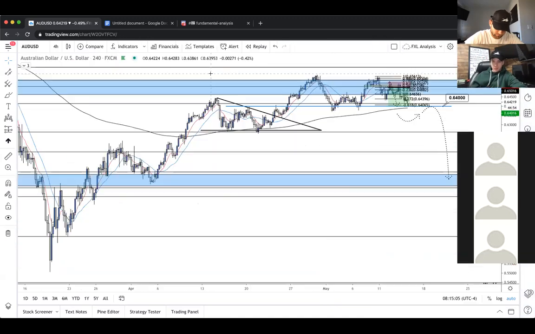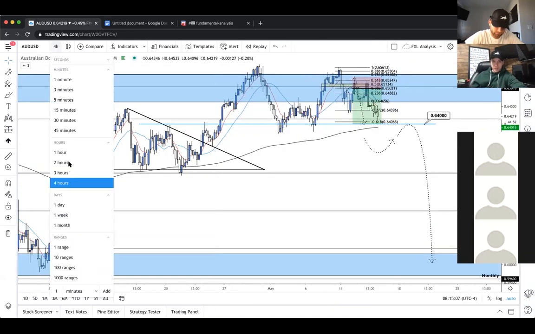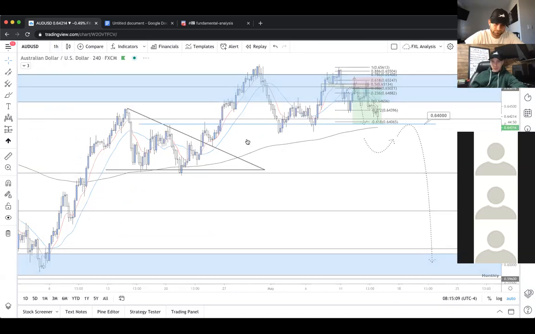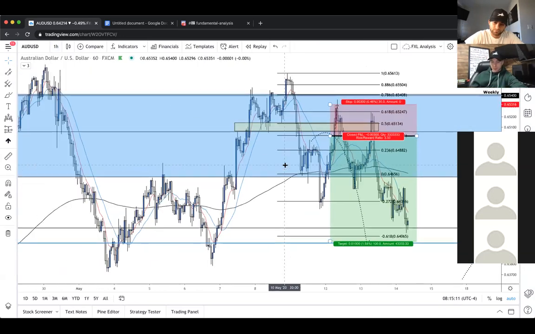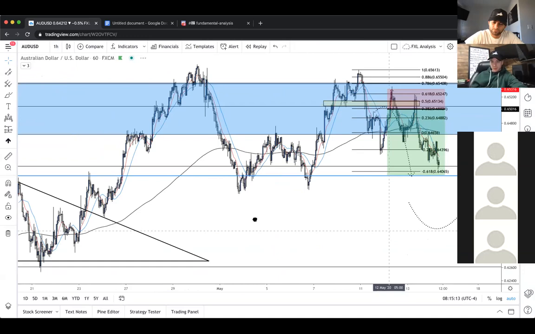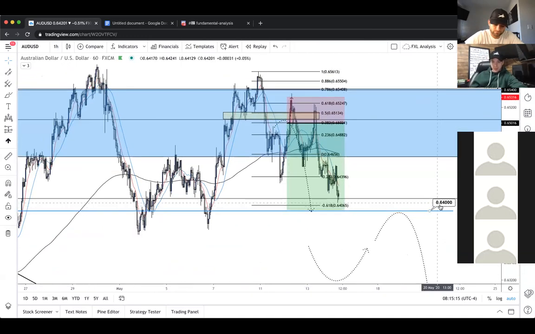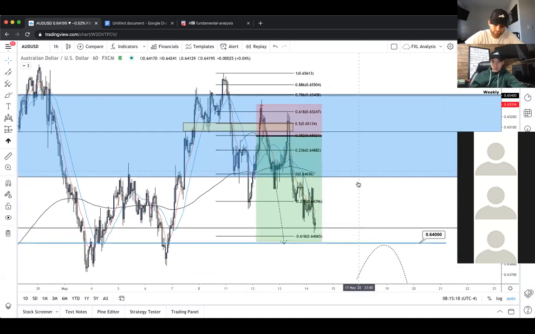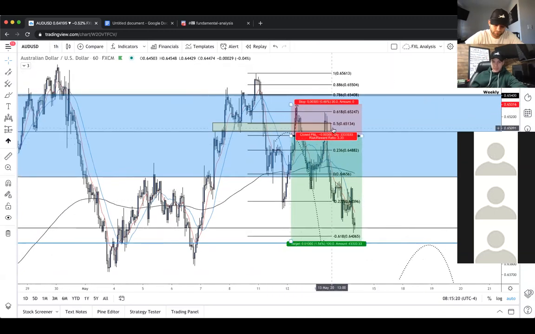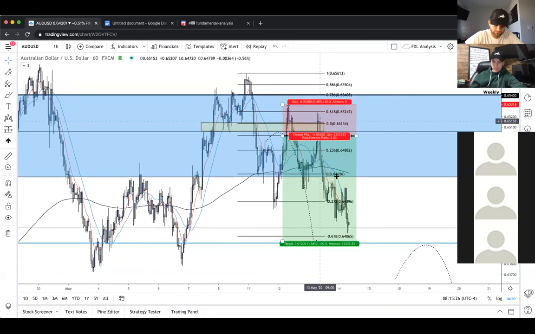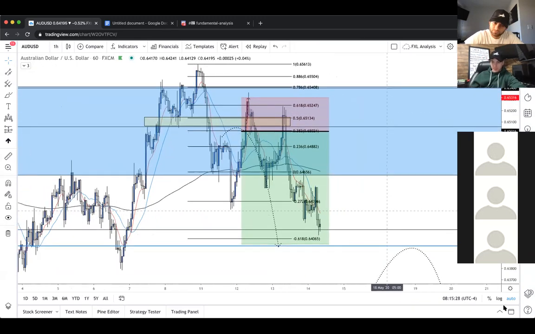AUD USD. So this was a potential trade that we had marked up yesterday. We're actually here on the 1 hour. So key level is this 0.64 handle, as we talked about, right? So we saw this double top happen. It actually retested these fib levels twice. It hit the 61.8 and then the 50, lower high, and then price action just fell off. So this was a good markup that we did.